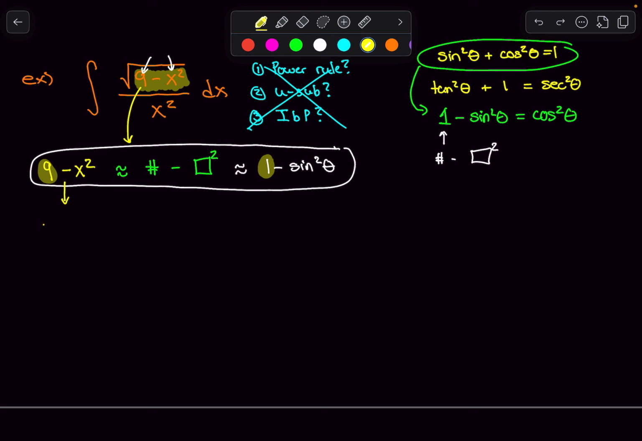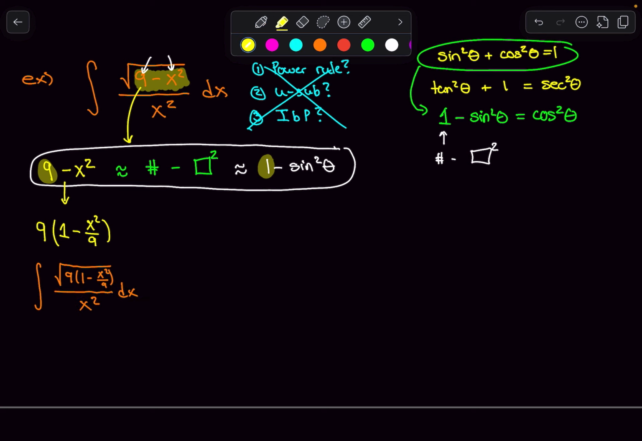And so the first thing that I'm going to do to try and get this to look like 1 minus something squared is factor out a 9 from that thing. If I factor out a 9 from both of those terms, the first one becomes a 1. That's what happens if you divide out a 9. But what happens if I divide a 9 out from the second term? We're just left with x squared over 9, okay? So this integral at this given moment is the integral of the square root of 9 times 1 minus x squared over 9, over x squared dx.